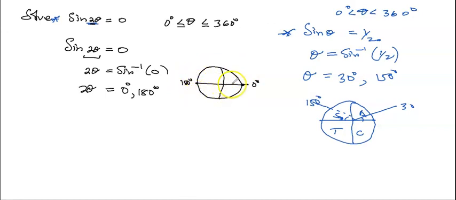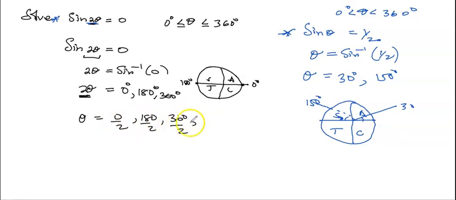So the angles are going to keep on repeating. So we have 180, we have 360. But this is a value of 2 theta. We need to get the value of theta. So theta is going to be 0 divided by 2, 180 divided by 2, 360 divided by 2, and so on. But you can see they said our final answer should be between 0 and 360.